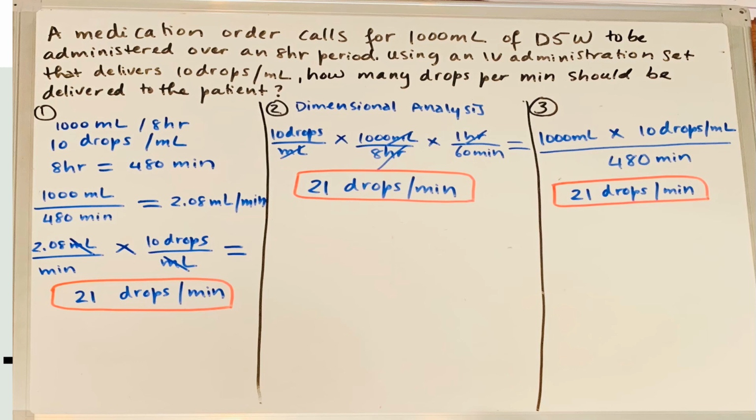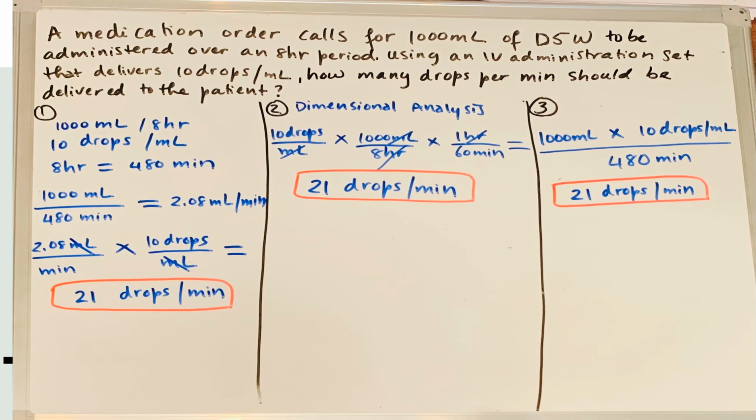We can use dimensional analysis to solve this problem. And if you need to learn more about dimensional analysis, I'll leave the link for that video in the description box. So, to use dimensional analysis, remember, we'll set everything up in such a way that the unwanted units cancel out. So 10 drops per ml. We want our final answer in drops per minute.